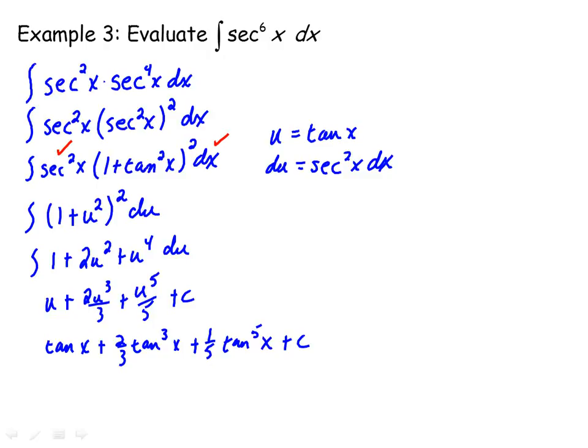So it's kind of like what we've been doing. It's just using a different trig identity. Steps are the same, thought process is the same, and the setup is the same. You're just using a different trig identity.